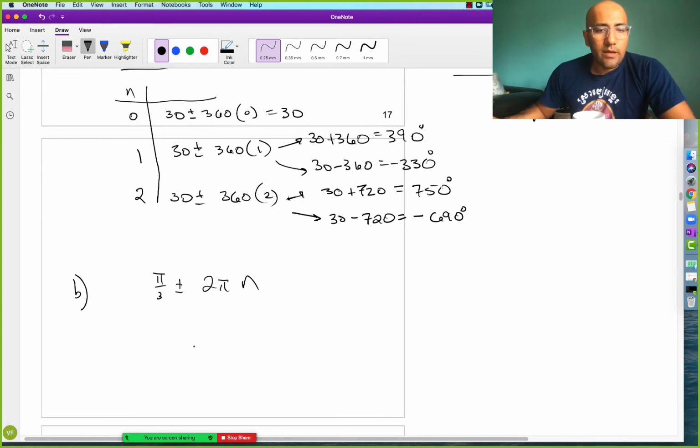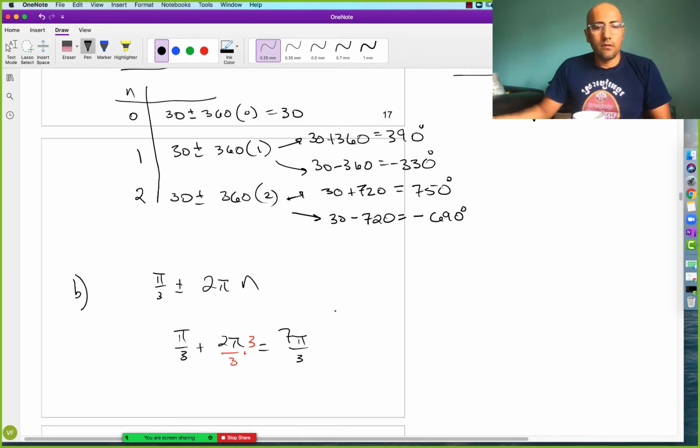Good. Where if n is 0, then it's just pi over 3. But when n is 1, we can end up with pi over 3 plus 2 pi. That'll give us one coterminal angle. We need a common denominator, which is going to be 3. So let's go ahead and add this: 3 over 3 times 2 pi gives us 6 pi. That makes it 7 pi over 3.